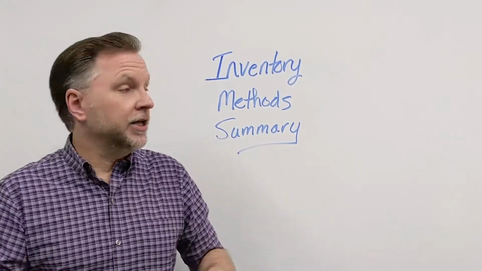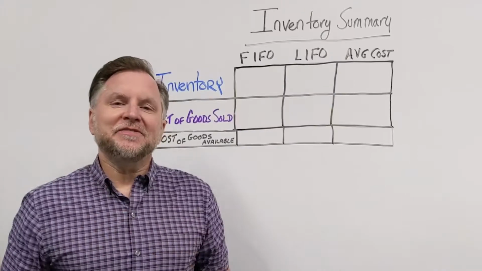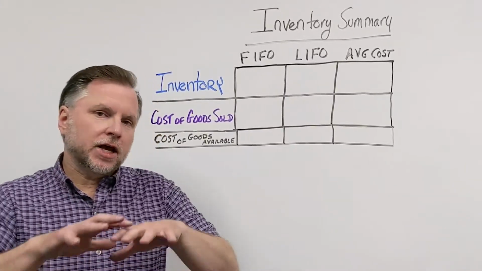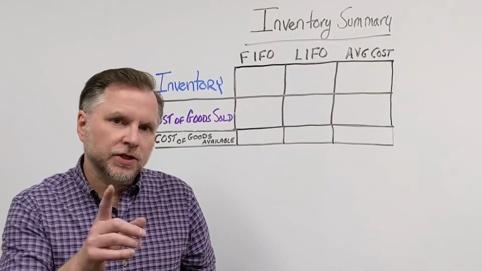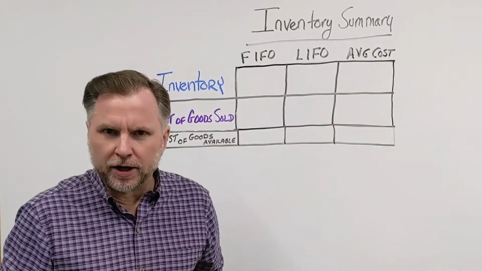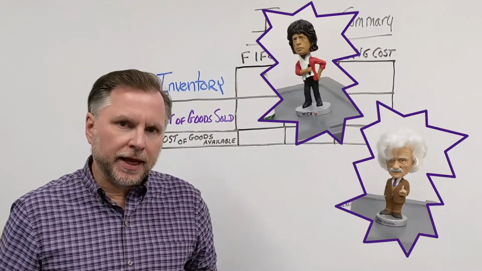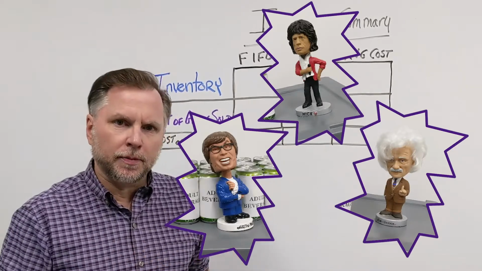Today we're going to have a lot of fun doing a summary of all our inventory methods. With our inventory summary, we're going to take all the different methods we've discussed and try to put them in one package so that you can understand them better. So we're going to do that by having a little bit of a party. We're going to throw a party with our bobbleheads. And the first thing they're going to do is bring some adult beverages to our party.